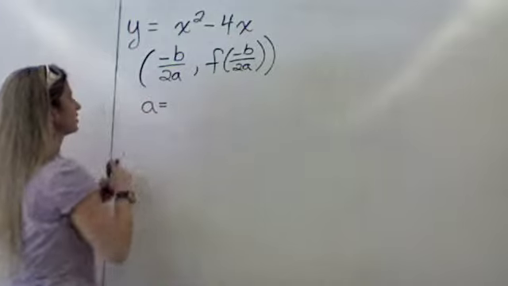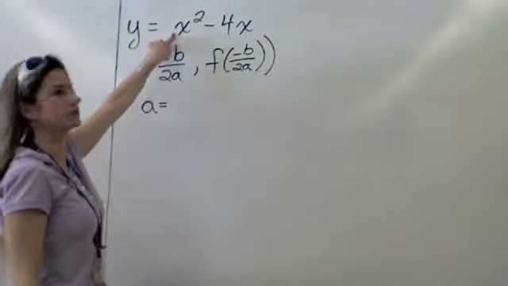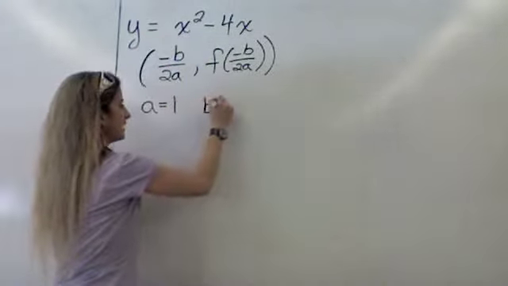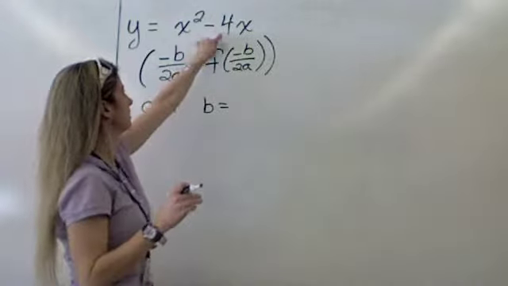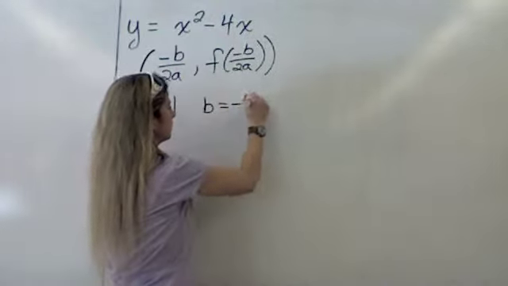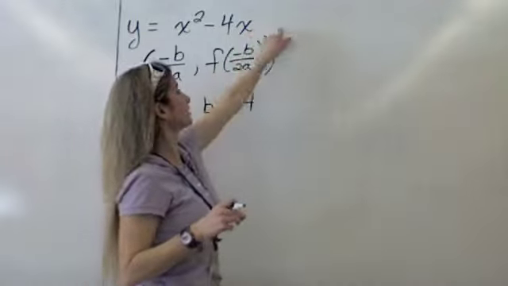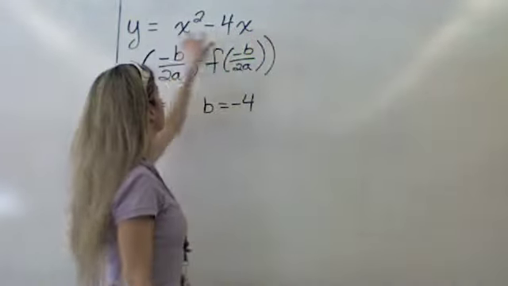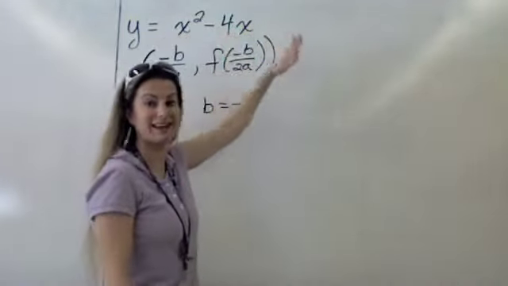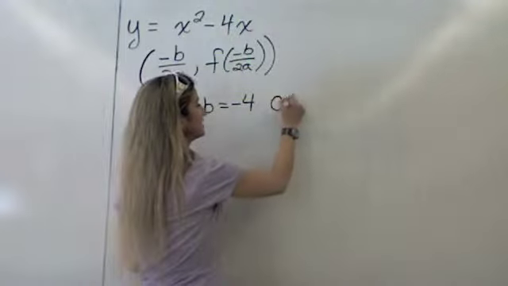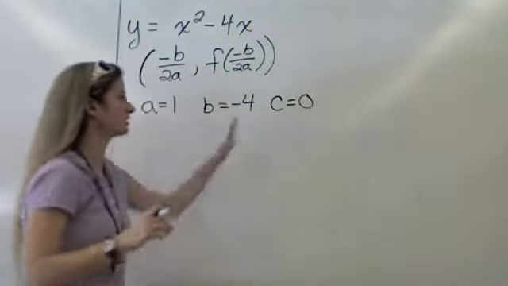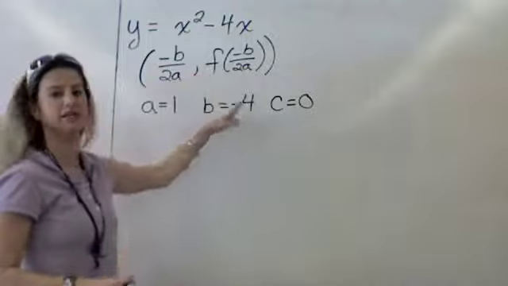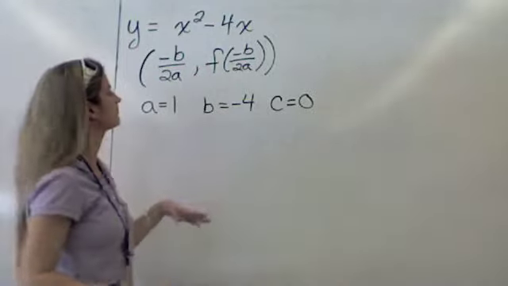Remember, A is the coefficient of the x squared term. B is the coefficient of the x term, so in this case, negative 4. And C is your constant, your number. So if there's no number here, if you've got an x squared term and an x term and then nothing else, that means that C is 0. Okay, so we don't just decide to change C to be something else, all right?